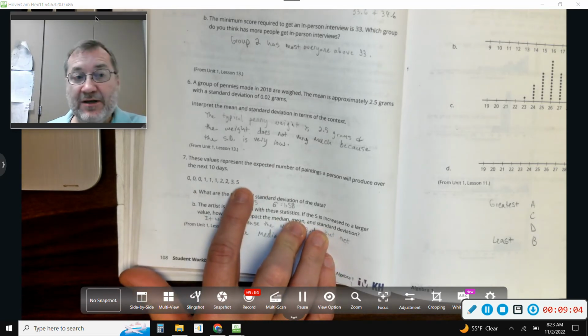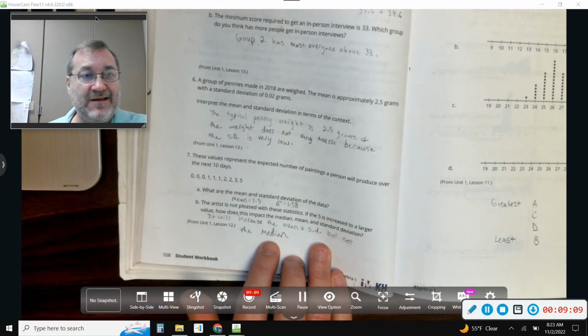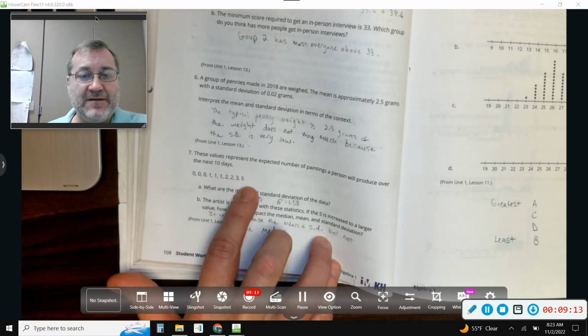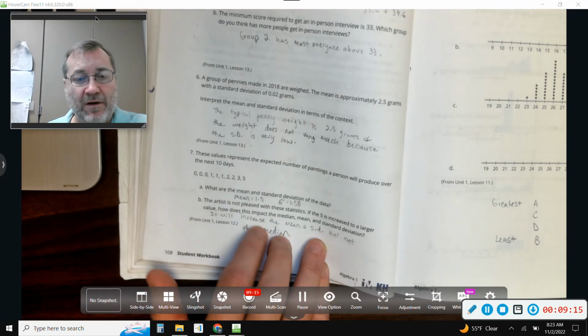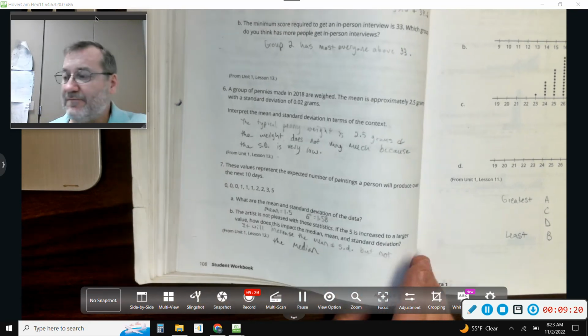All right. So we didn't change the number of data points. So the median is going to stay the same. You have the same number of data points, so that's not going to change at all. So the median stays the same, but it's going to increase the mean and the standard deviation.